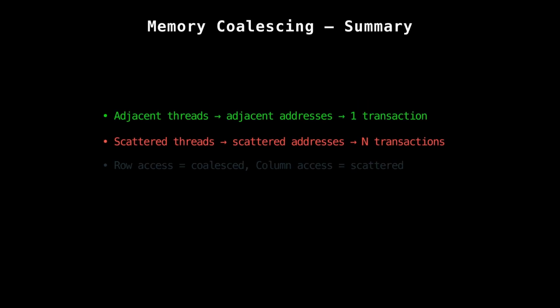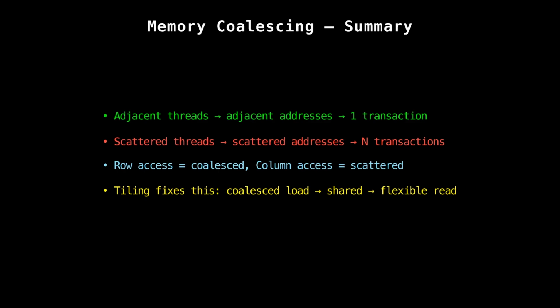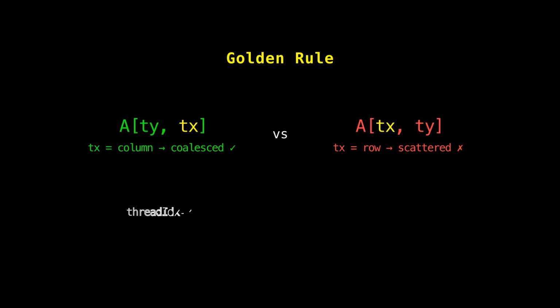So the quick recap is: adjacent threads have adjacent addresses and they need one transaction. Scattered threads, scattered addresses and many transactions. Row access is fast and column access is slow. And tiling fixes all of these. Just keep the golden rule in mind. Thread ID X should index the last dimension, the column. Get that wrong, and you are leaving performance on the table.